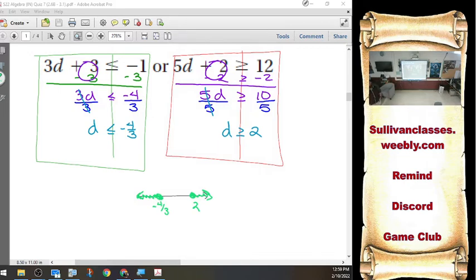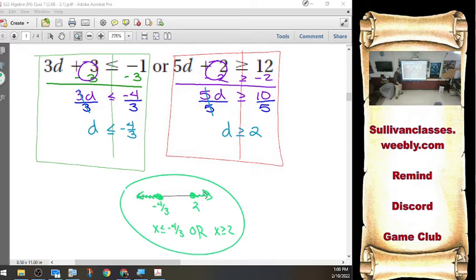What's the answer? Opposite gap means I just shove the word or in between them and it's done. Okay, that is my answer. X is less than or equal to negative 4/3, or X is greater than or equal to 2. Okay, we've gone through that chart a few times now.